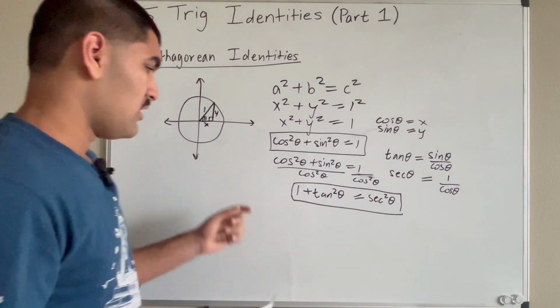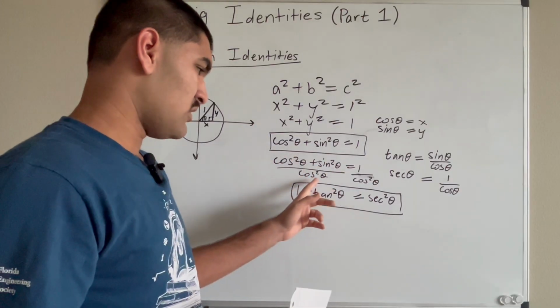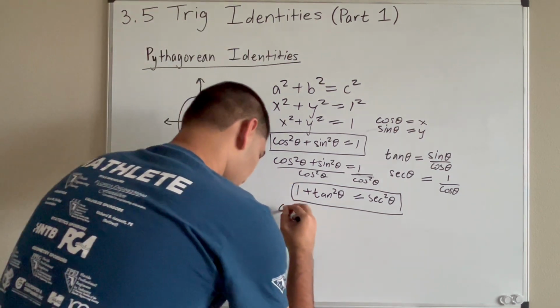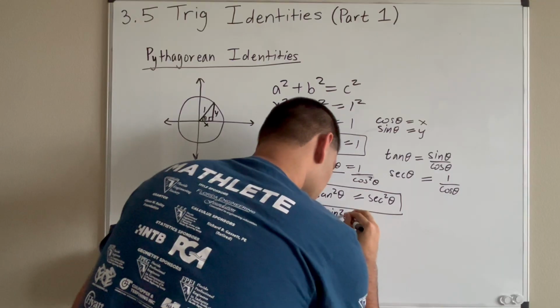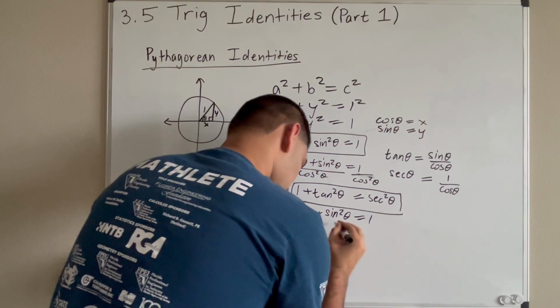All right, and then there's one more. And to get that last one, instead of dividing everything by cosine squared, divide everything by sine squared theta. Okay, so let's build that one too. So we have cosine squared theta plus sine squared theta equals 1. And then divide everything by sine squared theta.